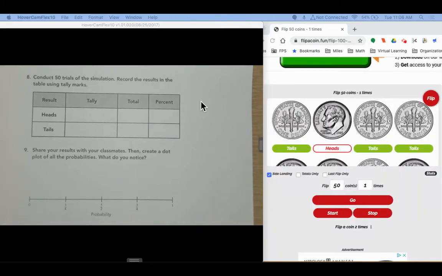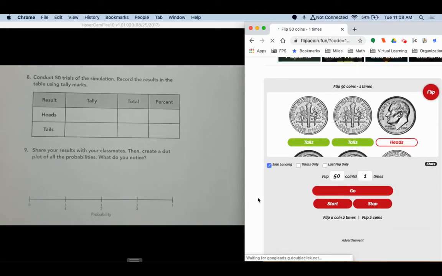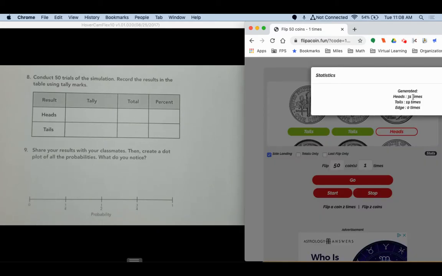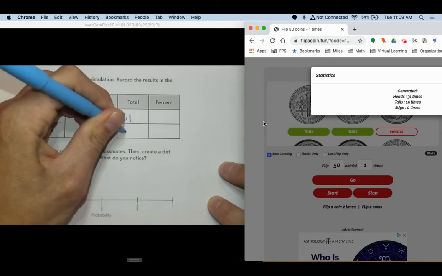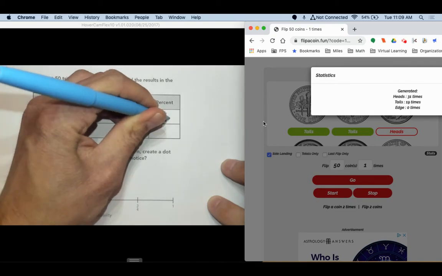All right, so now we're increasing our sample size again, and so now we're conducting 50 trials of the simulation. We're recording the results in the table using tally marks. I'm not going to use tally marks because I'm going to use this right here. And so if I flip this, oh no, it's going to think for me. And then it gives me the stats. And so 31 and 19. And so 31 heads, and then 19 tails.